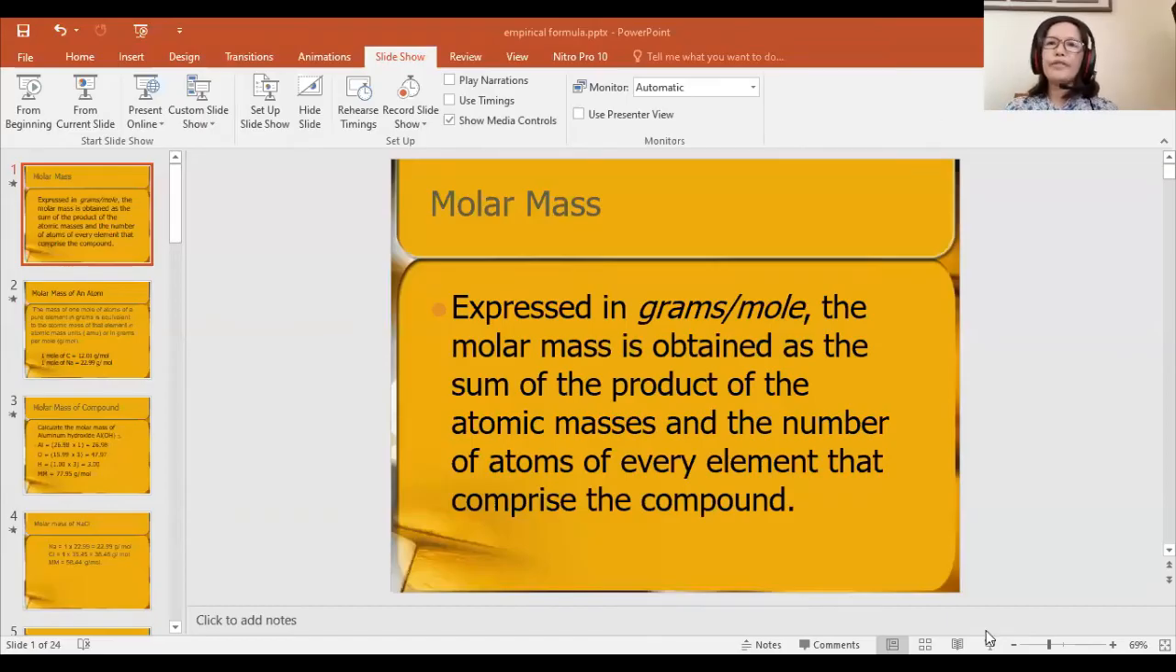Okay, hello everyone. For this session, we're going to talk about how to get the molar mass, how to get the percentage composition, and from percentage composition, we're going to get the empirical formula and molecular formula of the compound. Okay, so what do you know of molar mass?